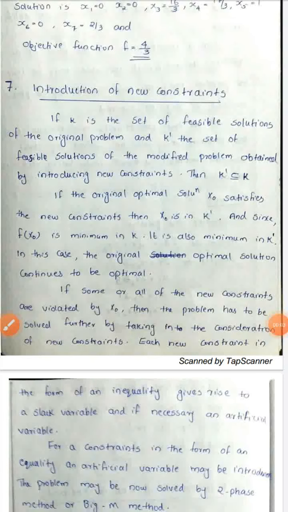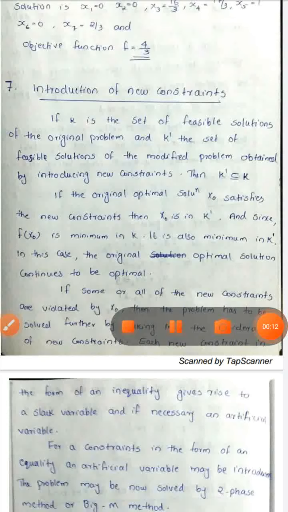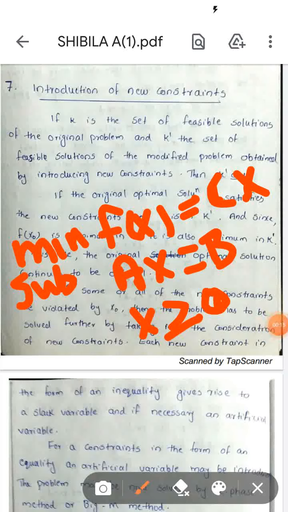Next we move on to section 7, introduction of new constraints. Suppose we have an LPP: minimize f of x equal to cx subject to constraints ax equal to b, x greater than or equal to 0. This LPP has an optimal solution. Let it be x naught. In this section, we discuss what change is done in x naught when we introduce a new constraint to the set of constraints ax equal to b.